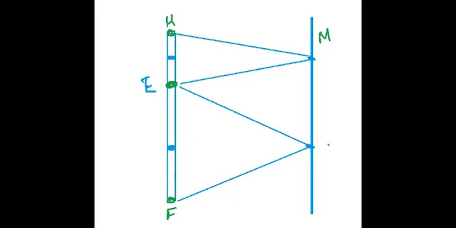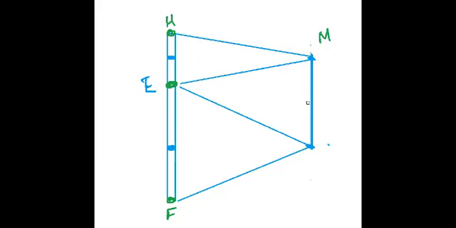Now, which part of the mirror is used? You don't need the upper part of the mirror. This upper portion is not required because light from there will not reach his eye. The lower portion is also not required. From there also light will not reach.